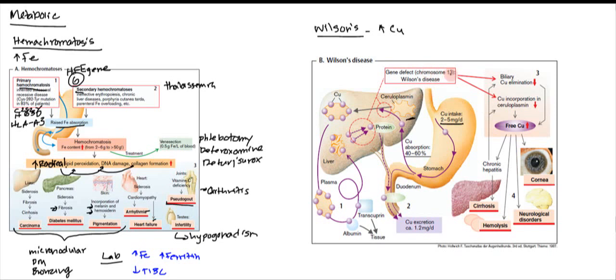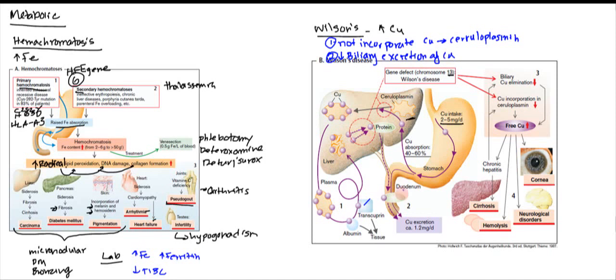Now, when you have a gene defect on chromosome number 13, that's known as Wilson disease. In this defect, you have two primary problems. So I'll write this out. The first problem is you cannot incorporate copper into ceruloplasmin. So obviously you're going to get accumulation of copper. The second problem is you have decreased biliary excretion of copper. This is going to cause a backup, and you're going to get increased serum levels of copper from that.